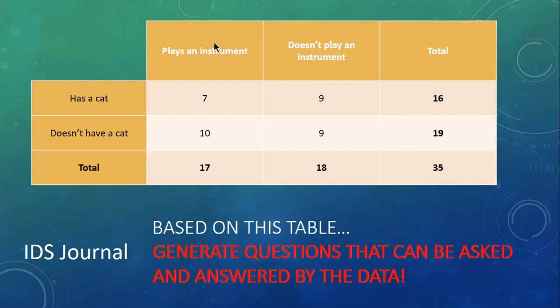Why are there more students who don't have a cat who played an instrument? That's my first question. Okay, my second one is, why is it that the number of students who have a cat and that don't have a cat have the same number of students that don't play an instrument?